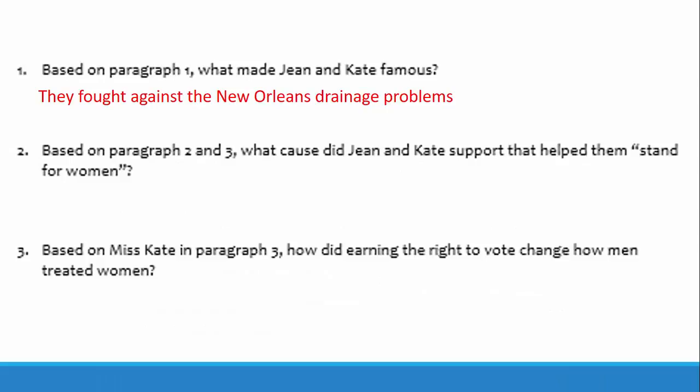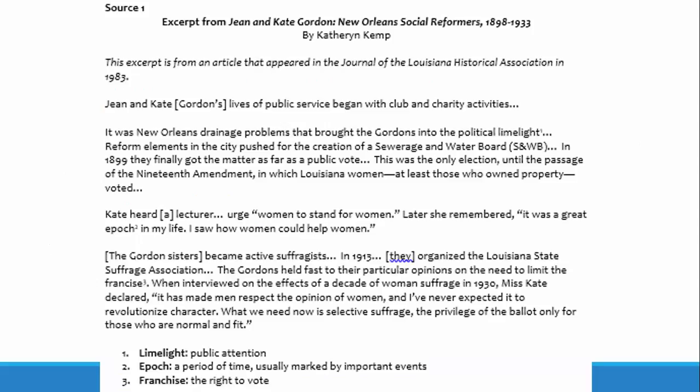All right, let's review. They're helping stand for women by fighting for women's suffrage, or the voting rights for women. And then finally, based on Ms. Kate in paragraph 3, how did earning the right to vote change how men treated women? And if you don't remember, check in the very last paragraph to find this answer.